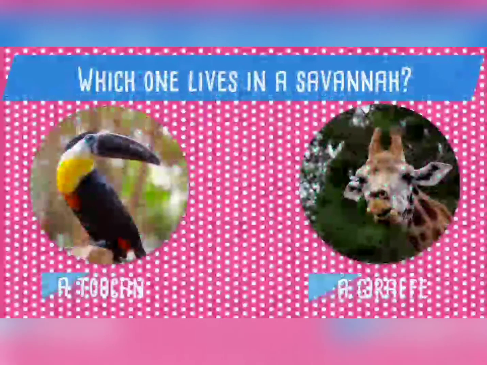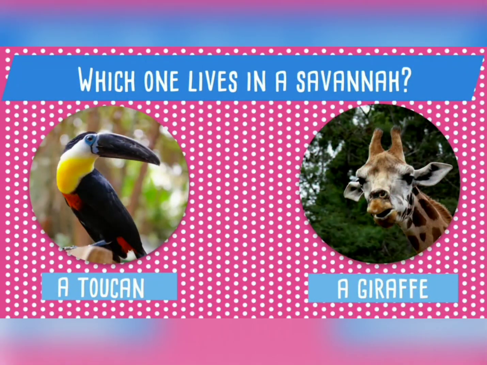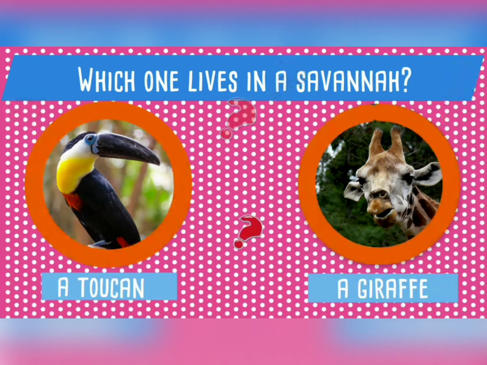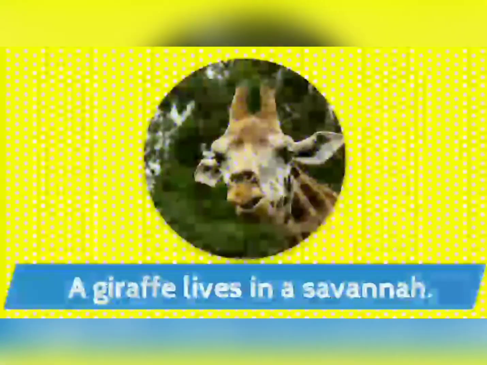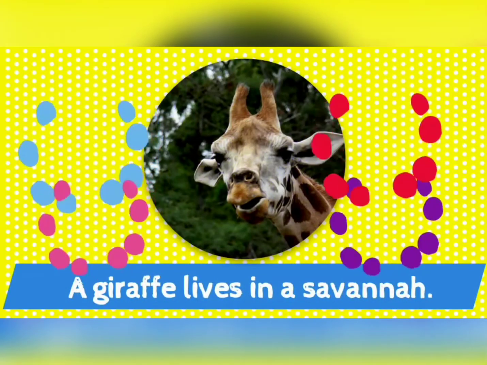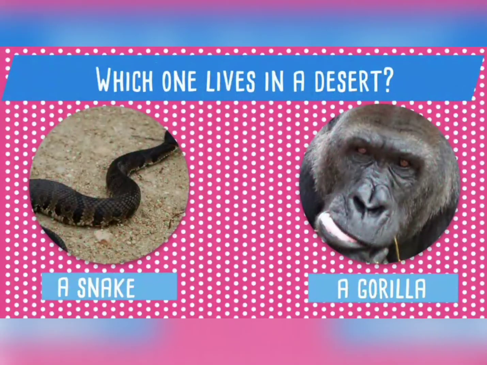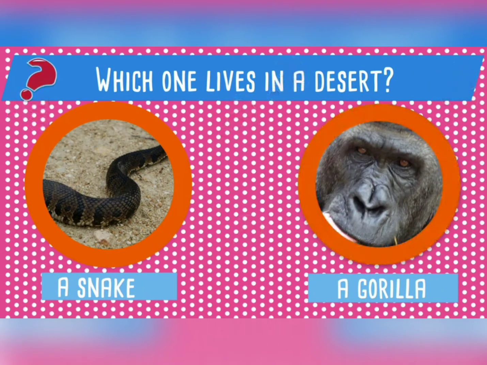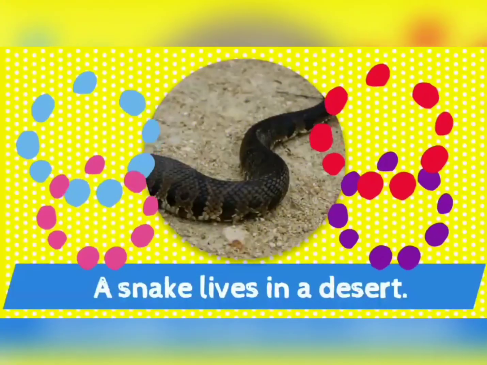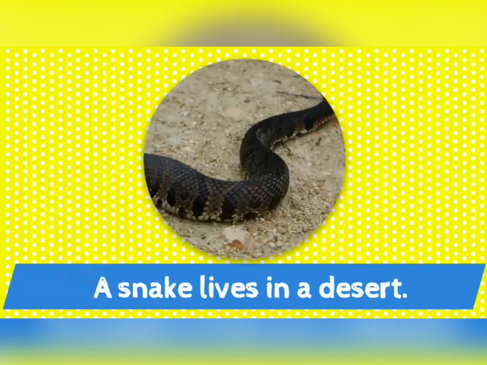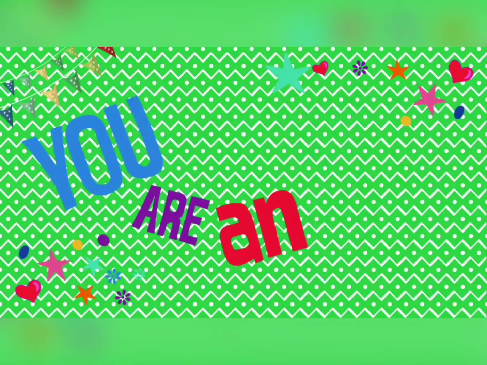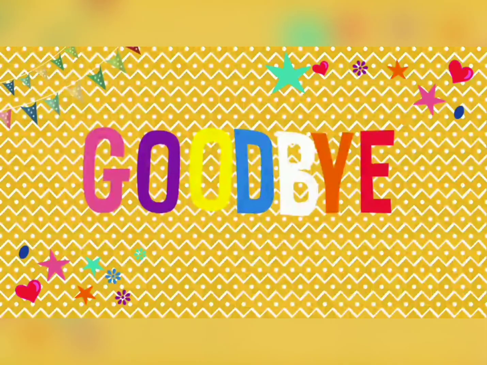Amazing! Which one lives in a savanna? A toucan or a giraffe? Yes, a giraffe lives in a savanna. Fantastic! Which one lives in a desert? A snake or a gorilla? Yes, a snake lives in a desert. Amazing! Okay, good, great, super, excellent. Excellent! You are an expert! Goodbye!